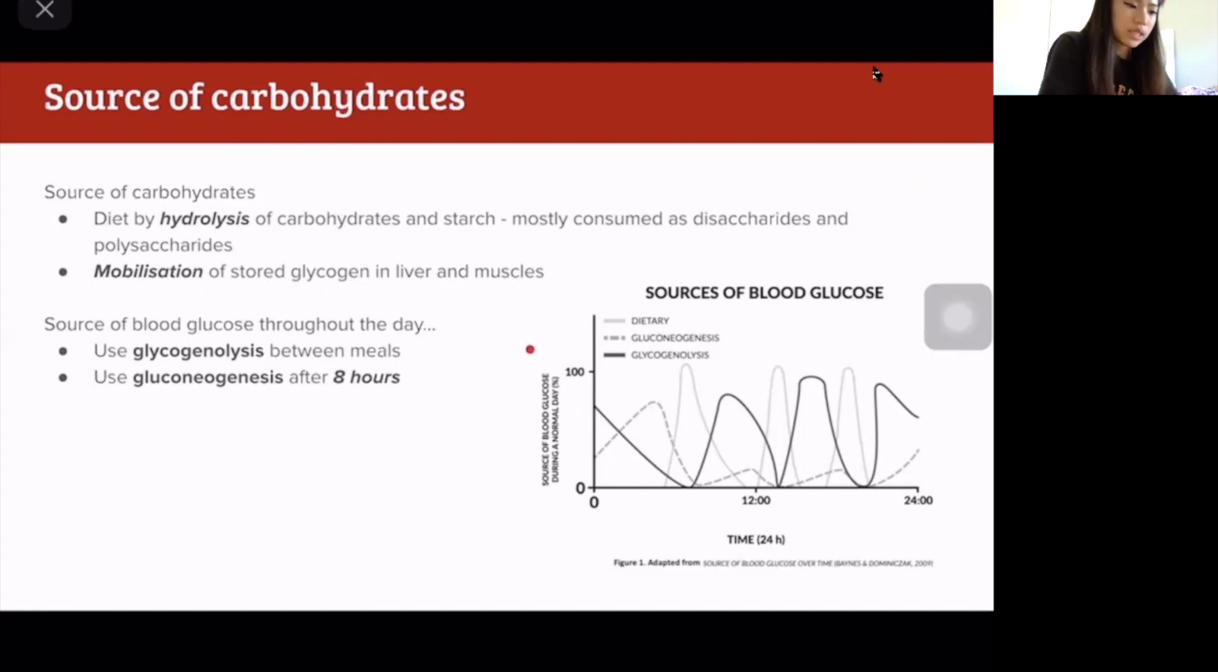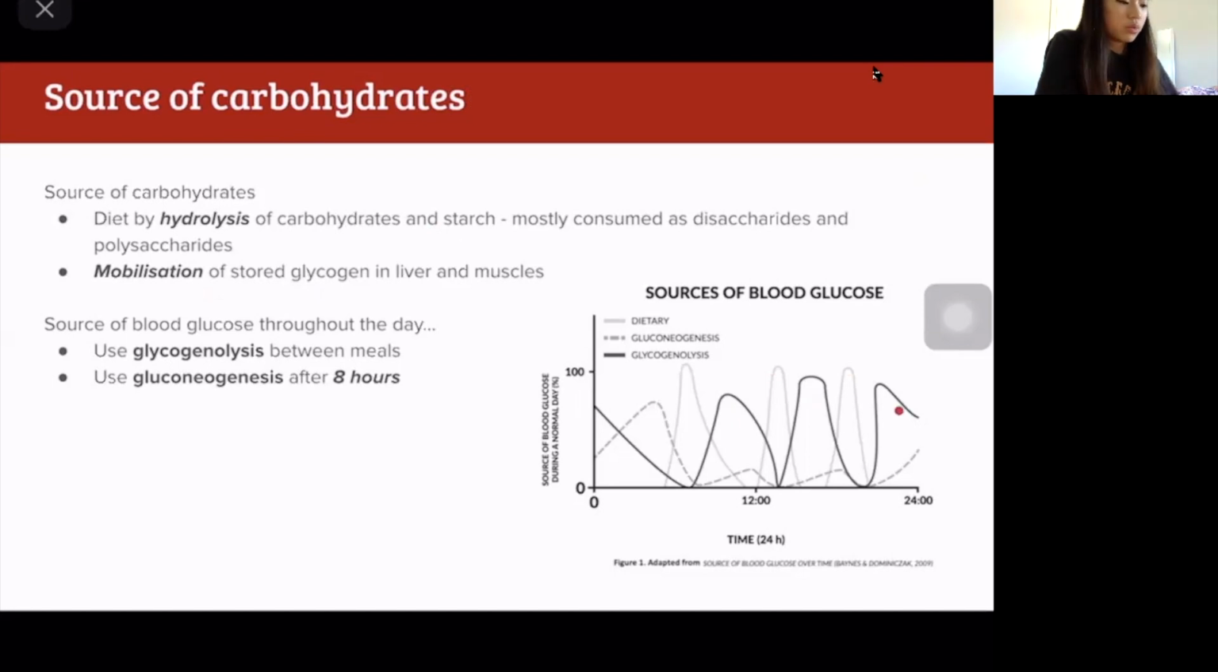So throughout the day, of course, there's the dietary source, which you eat. In this diagram, it corresponds to what time you eat. So this would be breakfast, this would be lunch, and that'll be dinner. Between the meals, it is this dark gray curve. This is glycogenolysis, the breakdown of the store in your body, the glycogen.